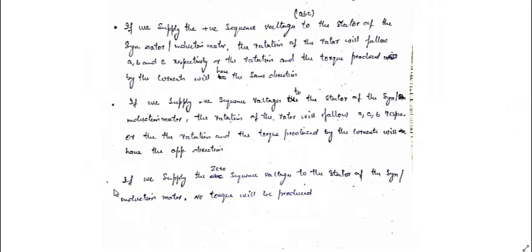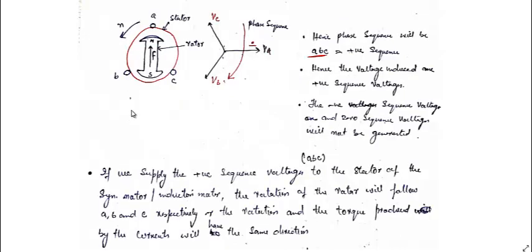If we supply the zero sequence voltage to the stator of the synchronous machine or synchronous motor, no torque will be produced, because to produce the torque, we should have the phase displacement in space and phase displacement in time also. If we supply the same voltages which are in phase, the torque produced will be zero. You know this from the basics of synchronous machine. So we conclude here that a synchronous generator generates only positive sequence voltage. It does not generate negative sequence and zero sequence voltage.